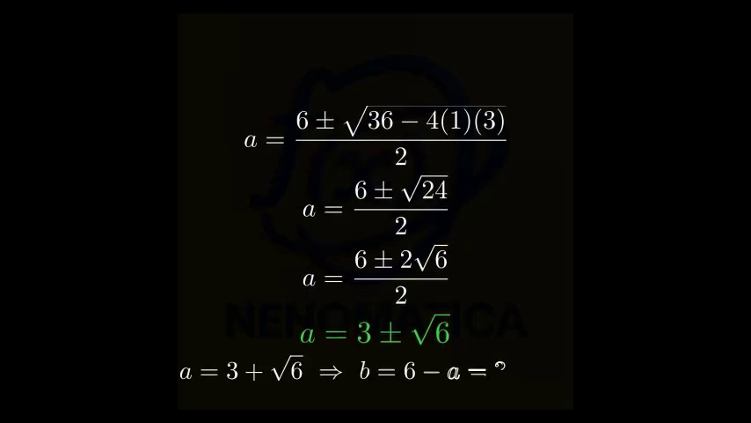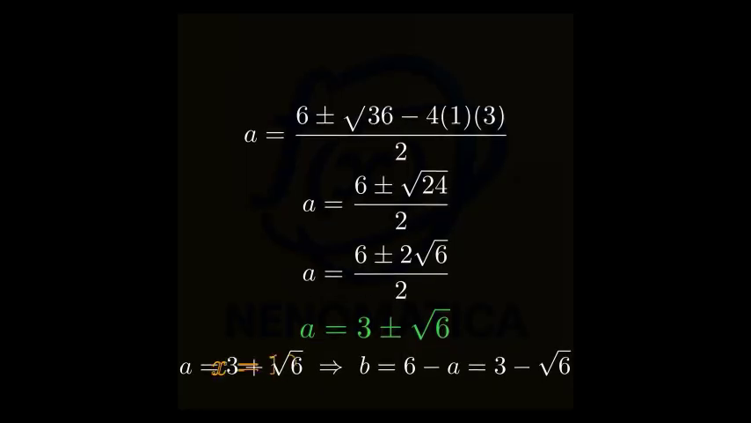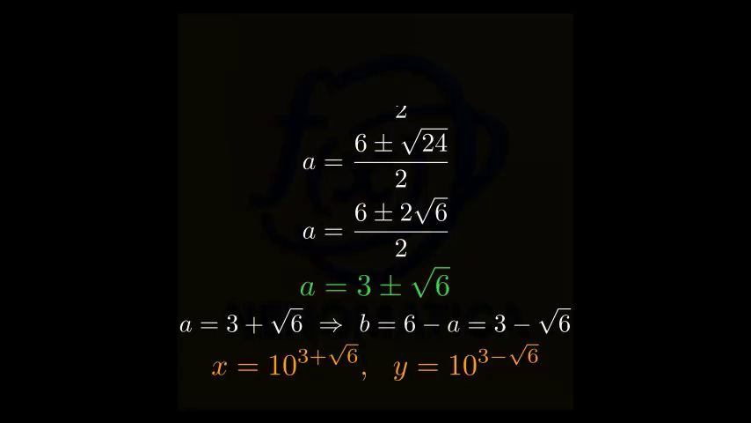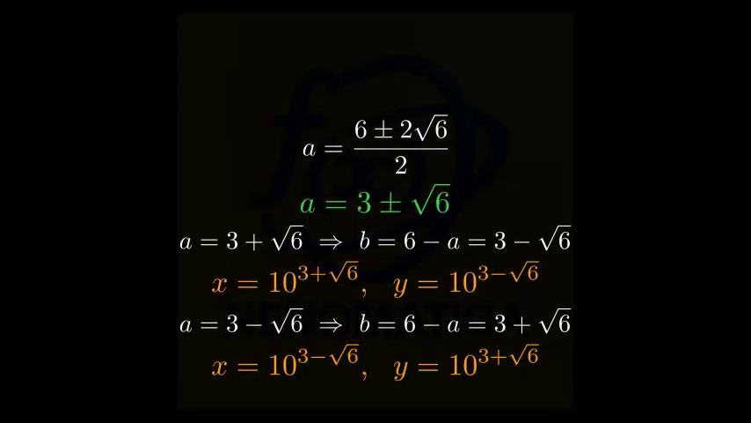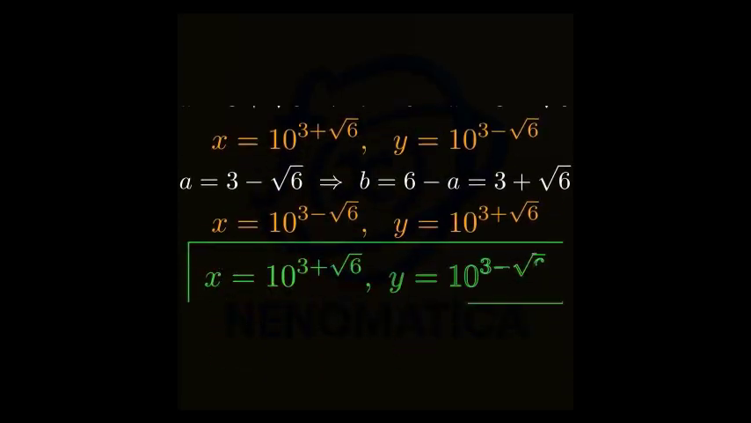If a equals 3 plus root 6, then b equals 6 minus a, which is 3 minus root 6. Since a equals log x and b equals log y, we get x equals 10 to the power a, and y equals 10 to the power b. x equals 10 to the power 3 plus root 6, and y equals 10 to the power 3 minus root 6. If a equals 3 minus root 6, then b equals 3 plus root 6. Therefore, x equals 10 to the power 3 minus root 6, and y equals 10 to the power 3 plus root 6. Both ordered pairs satisfy the original system. These are our final solutions.